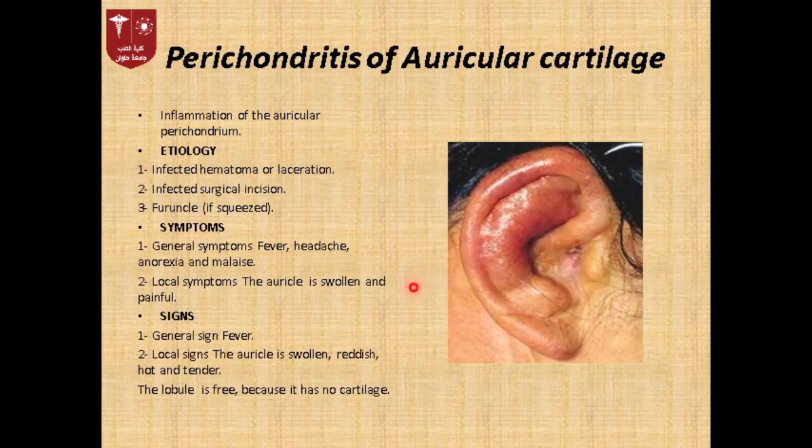Upon examination, what are the signs of perichondritis? On examination, we'll find the general signs, such as fever. The auricle will be swollen, reddish, hot and tender, and the lobule will be free because there is no cartilage in the lobule.